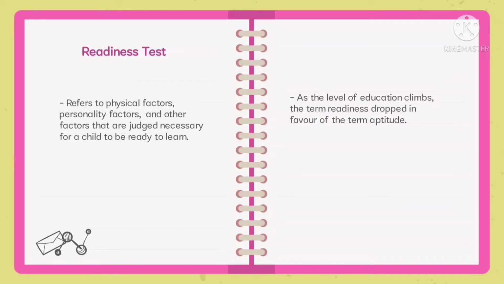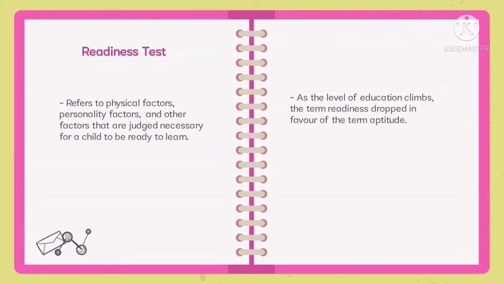At the preschool and elementary school level, you may hear references to readiness tests. Here, readiness presumably refers to the physical factors, personality factors, and other factors that are judged necessary for a child to be ready to learn. As the level of education climbs, however, the term readiness is dropped in favor of the term aptitude. This is despite the fact that readiness is very much implied at all levels.